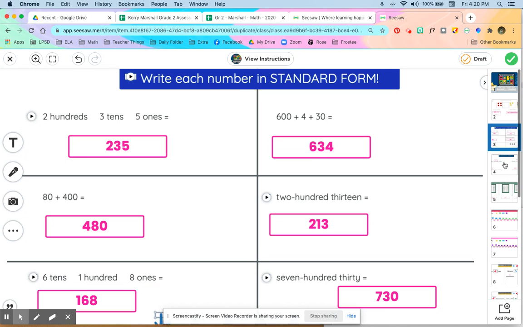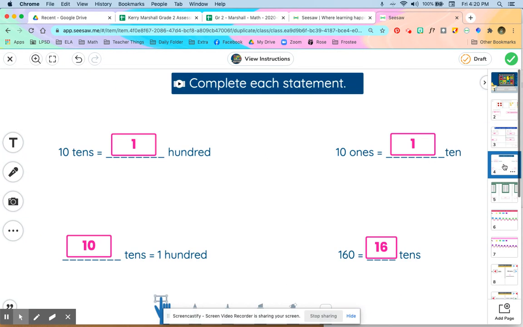On the next page, you're going to see that there was some equivalencies. So 10 tens equals how many hundreds? 10 tens equals 100. A lot of the kids put 10 tens equals 100, which is correct, but this label makes their answer say 10 tens equals 100 hundreds, and that's not what that equals. So we have to really be careful about our labeling.